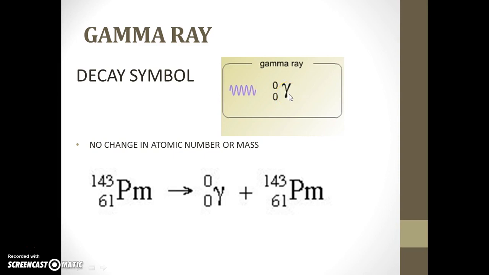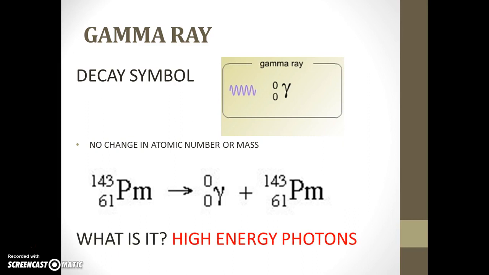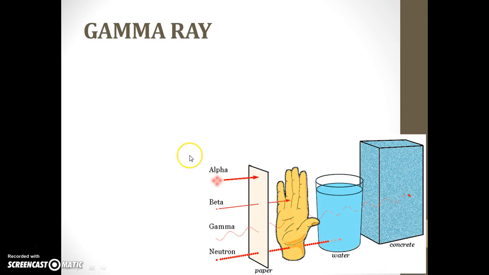We can see, based on its isotopic notation, that it has no atomic number, and it has no mass. Okay, so our atomic number is 0, our mass is 0, and you can see down here that because the atomic number is 0 and the mass is 0, it has no change in what element or what mass number you are. Instead, it's just releasing a big thing of energy. So it's a high energy photon. Remember, photons are just particles of light.